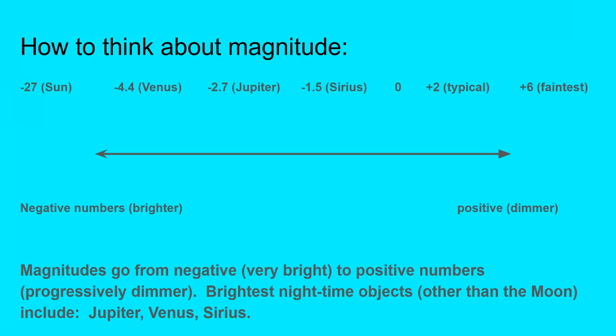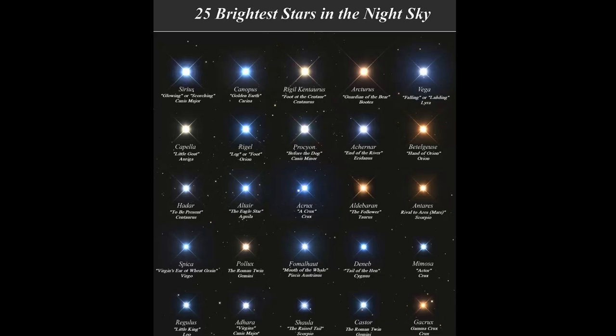And of course, the brightest nighttime objects other than the moon are going to be Jupiter, Venus, Sirius, Canopus, and some other brighter stars that I'll mention later on a table. Right here, in fact. So these are the 25 brightest stars in the night sky. You have not seen all of these. Not all of these are visible in the northern hemisphere, but you can definitely see Sirius. For sure, you can see Arcturus, you can see Vega, especially this summer. You can definitely see Rigel in Orion.